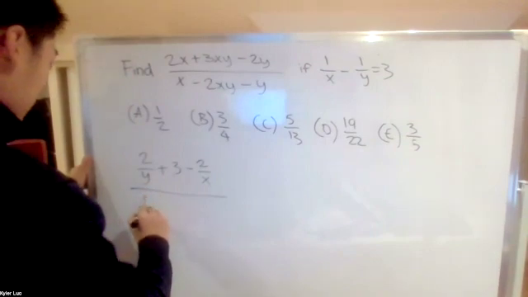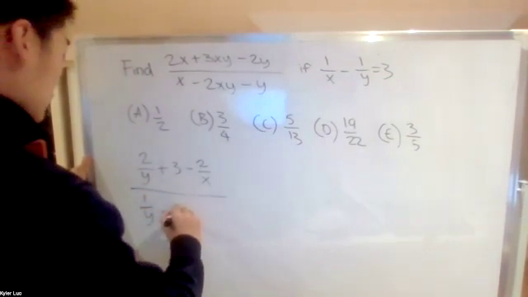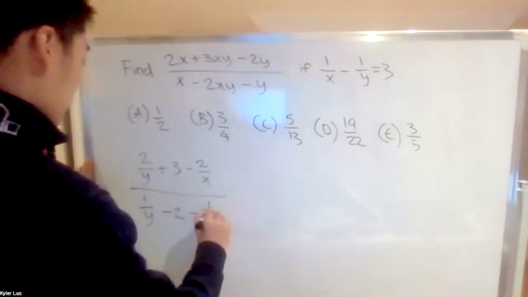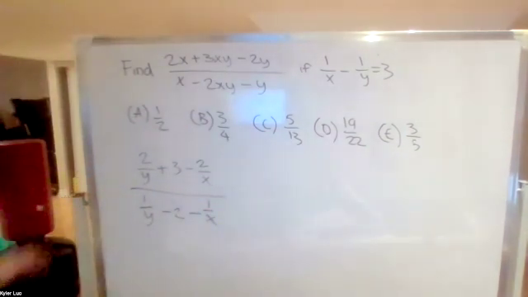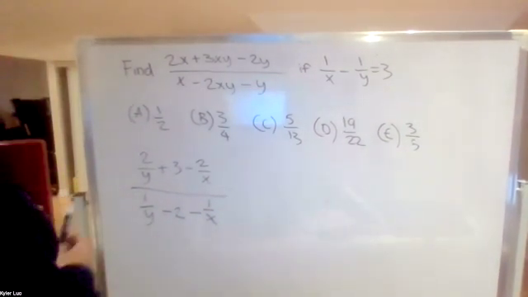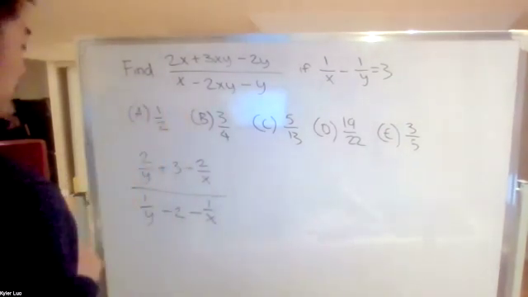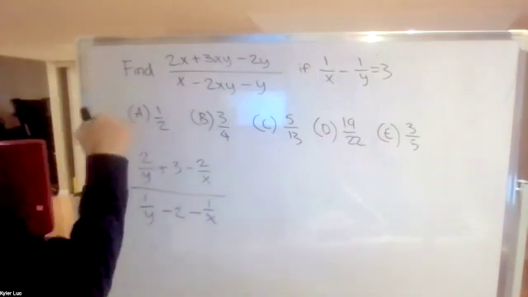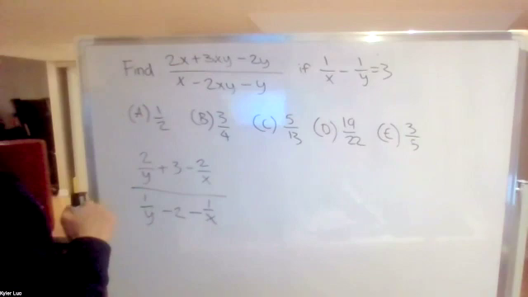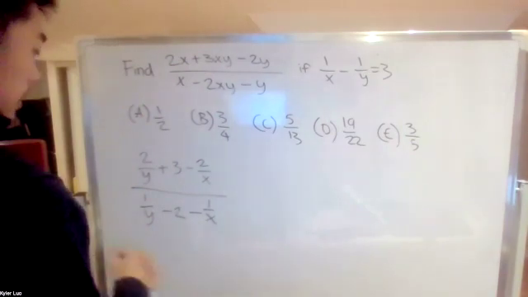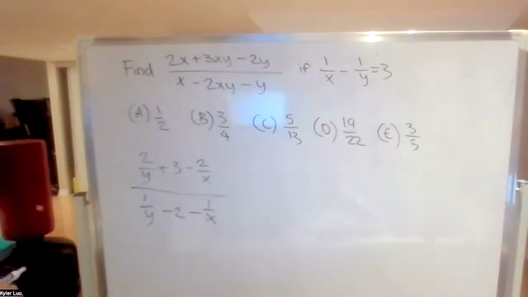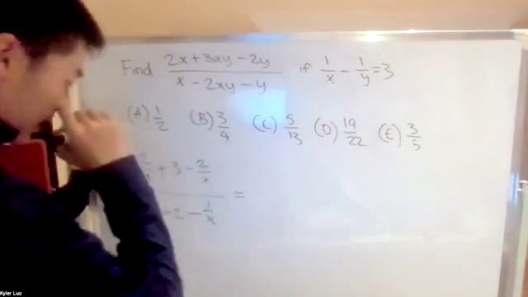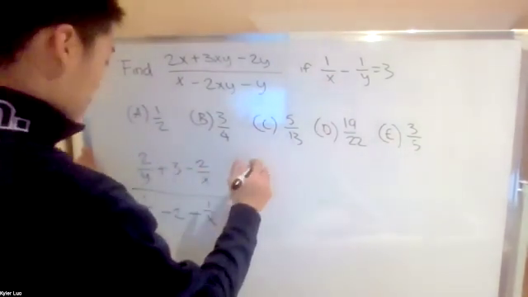Here we have 1 over y minus 2 and minus 1 over x. And this is 1 over y because originally this is x over 1. When you divide it by the x first, it becomes just 1, and then if you divide 1 by y, it becomes 1 over y. And then we can rearrange. We just move the 2 and the 3 to the back.